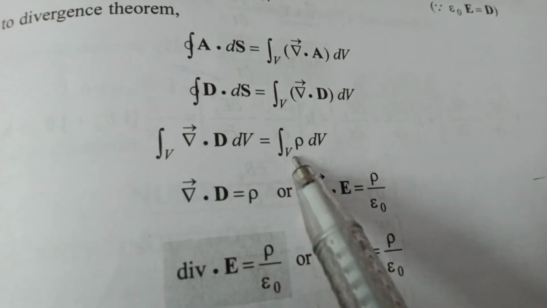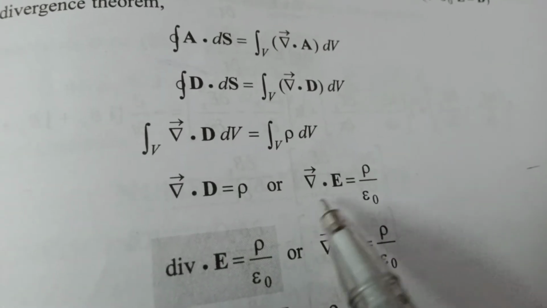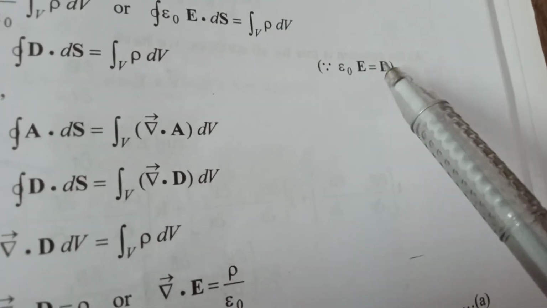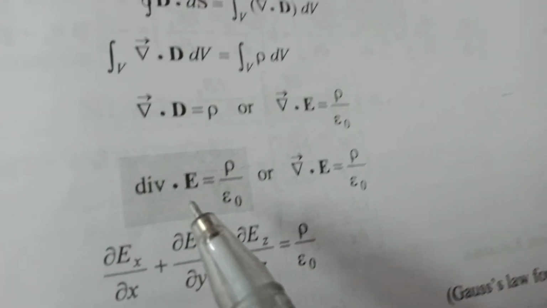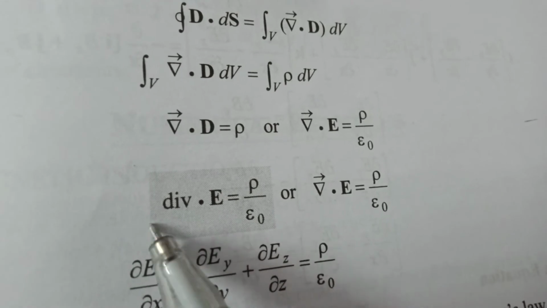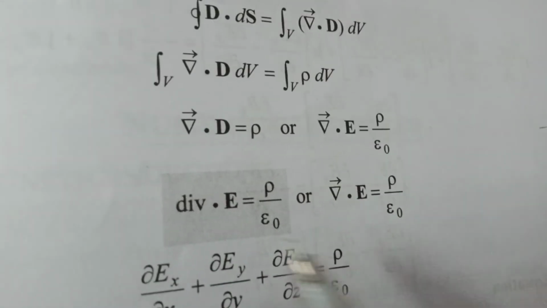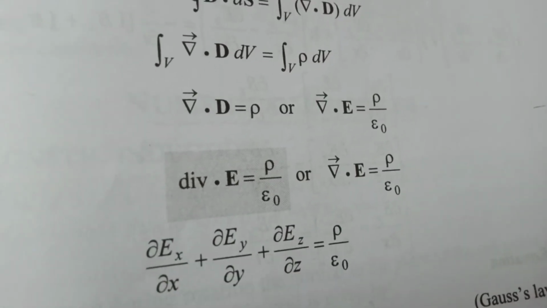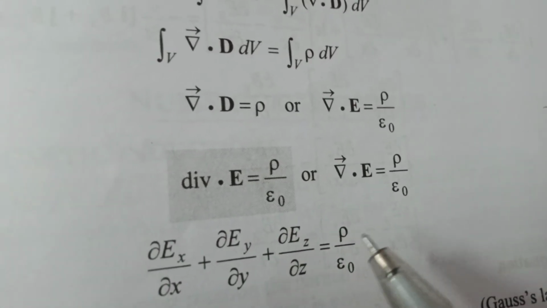After you compare, cancel dv. Del dot D is equal to rho, or del dot E if you want, it is rho by epsilon naught because E is D by epsilon naught. Substituting that value. Del dot E can also be written as div E. This div E means dou Ex by dou x plus dou Ey by dou y plus dou Ez by dou z. This is rho by epsilon naught. So this div E is equal to rho by epsilon naught.